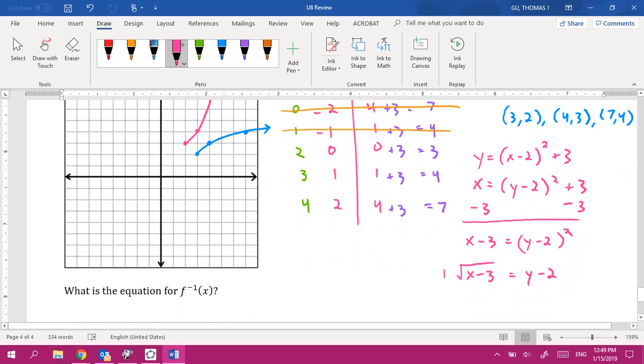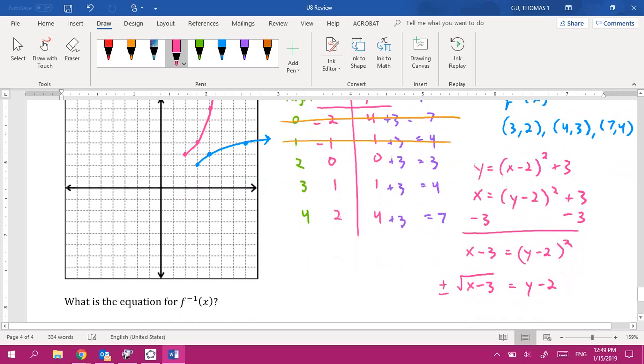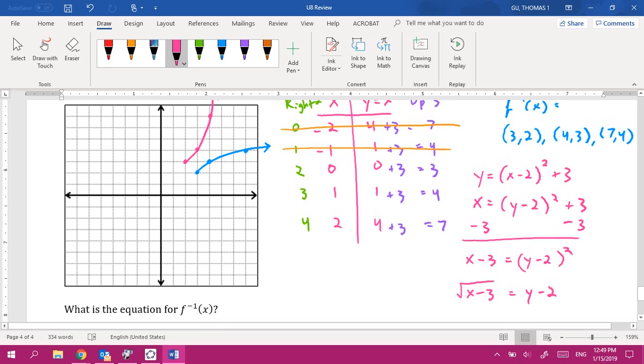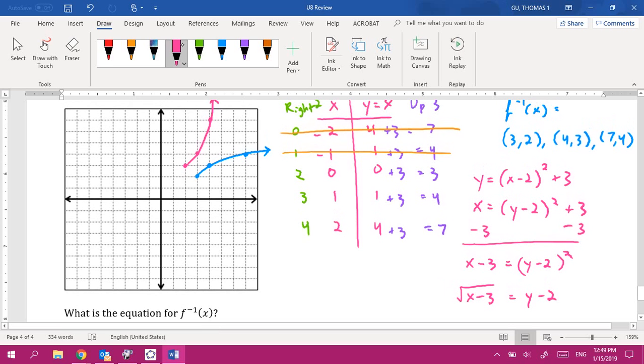So originally, yeah, we would have plus minus. But since our inverse graph is restricted to where only the positive half shows, we don't need to put the negative. And you don't have to write the plus sign to show a positive. If it was the other way around, you had to put the negative. Exactly, if it was upside down, like the bottom half, then you would just have the negative sign.